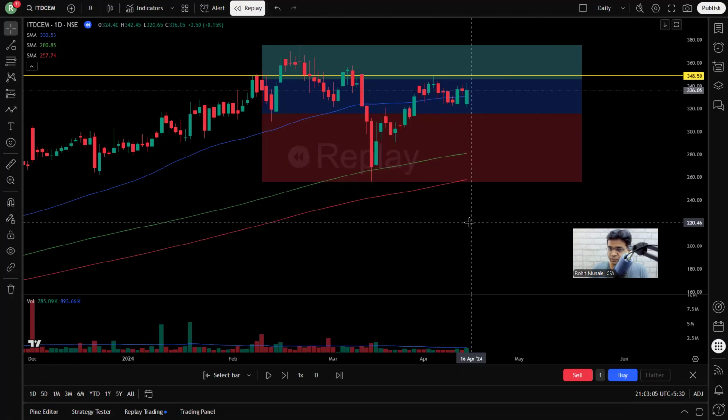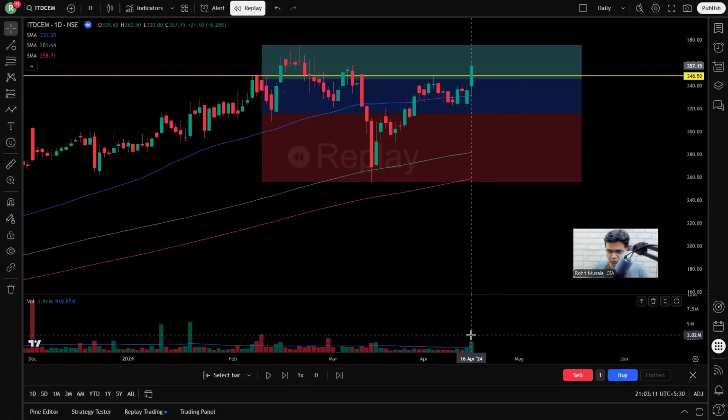Let us move the price forward. Okay, we are waiting for a breakout. So the breakout comes, high volume. The actual volume is 1.91 million and the average volume was 1 million. So the actual volume is more than 100% above the average daily volume, and the price has closed above the yellow line. That's a breakout.